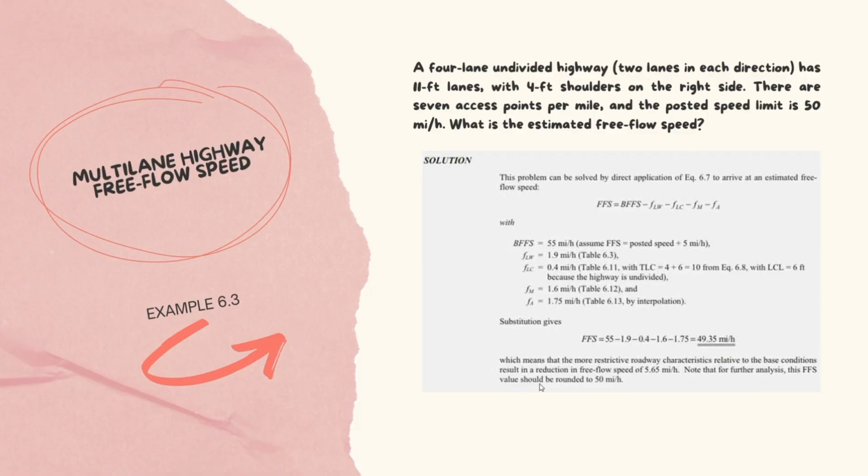So last, we can compare our computed FFS with the posted speed. If the FFS is close to the posted speed, it means drivers can travel smoothly without many restrictions. So that's the example of 6.3. Next is 6.4.